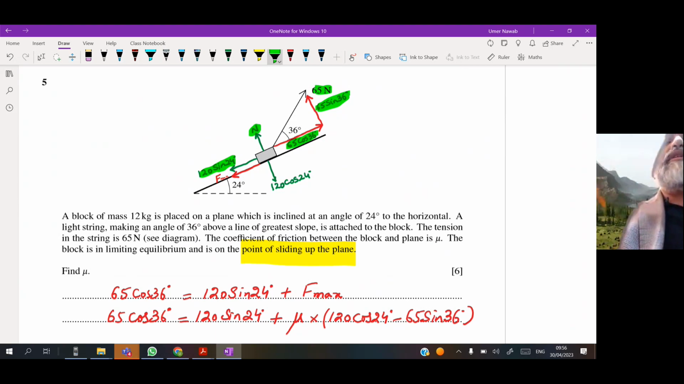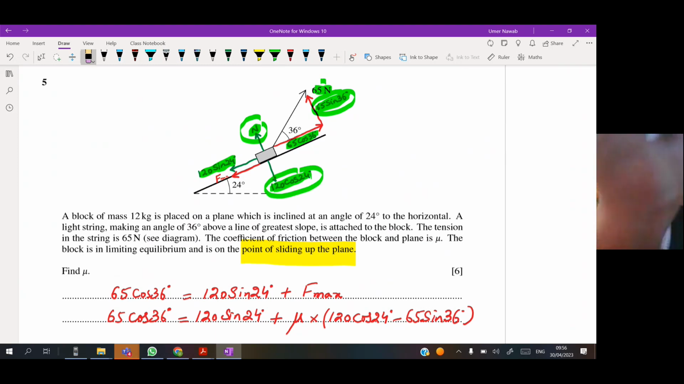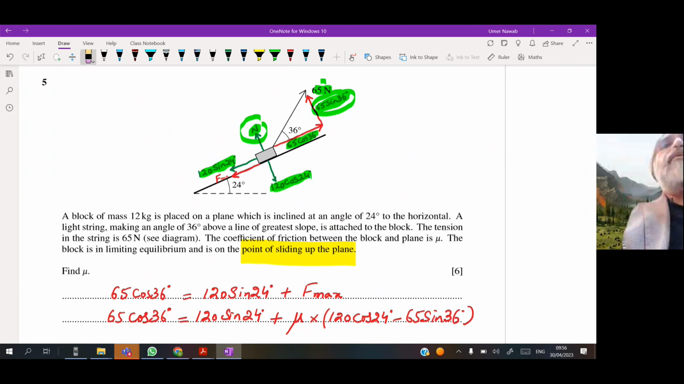And I have to show, since it is a friction question, I need to also resolve it perpendicular to the plane. So this is 120 cosine of 24, and the normal reaction is upward. And be careful, guys, your normal and this component are facing upward and they are downward. Sometimes the students think normal is always equal to this 120 cosine 24. No, you need to consider the other force as well.